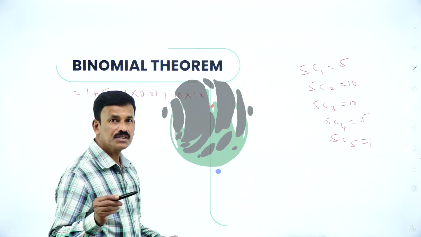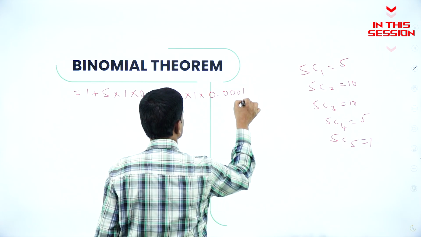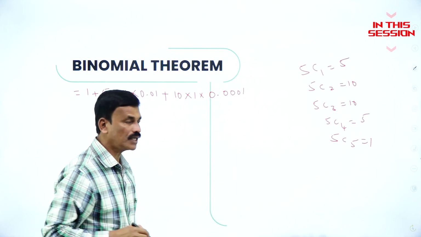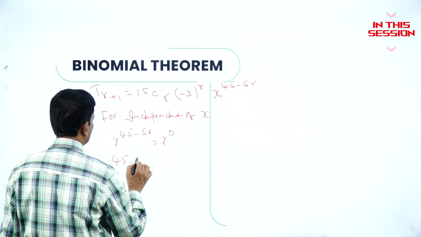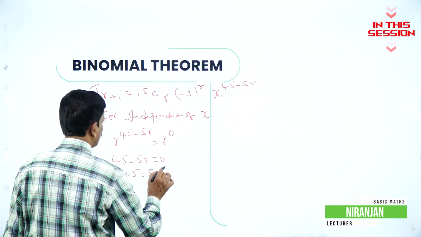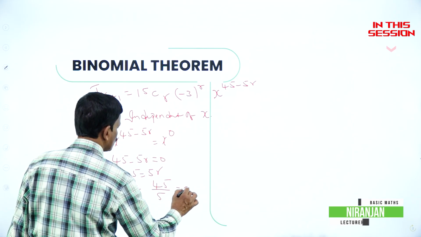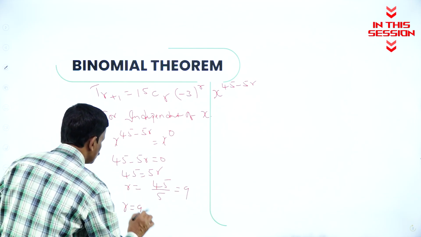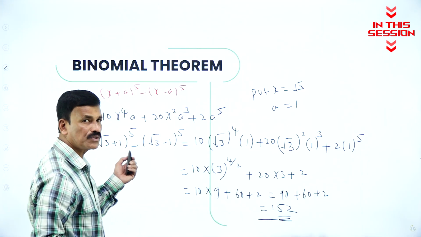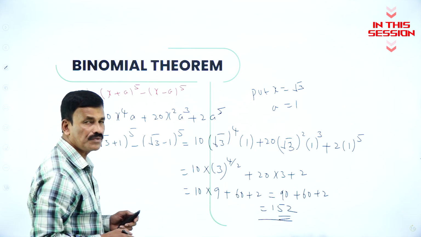So 0.01 into 0.01 is 0.0001, 3 zeros and 1. Now therefore 45 minus 5r is equal to 0, 45 is equal to 5r, r is equal to 45 divided by 5, that's equal to 9. R is equal to 9. The value of (root 3 plus 1) to the power of 5 minus (root 3 minus 1) to the power of 5 is equal to 152.